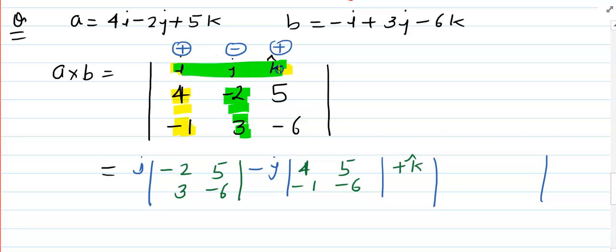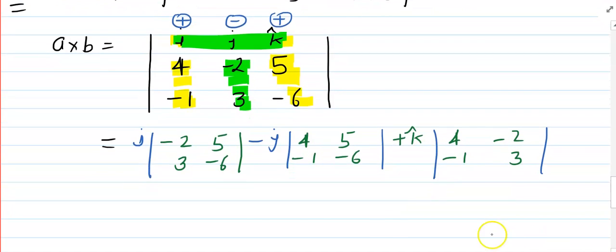Plus k, again we can use yellow color. If you leave this row and this column, what is left? 4, minus 1 and minus 2, 3. So 4, minus 1 and minus 2, 3, and we can simplify now, and this will give you the vector product. So i should be outside. So first you are multiplying these two.